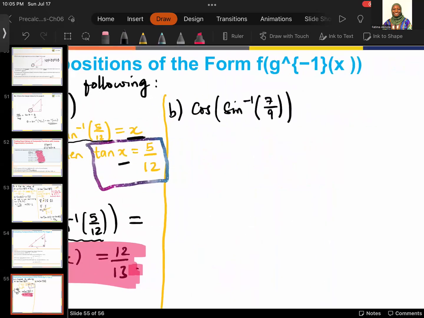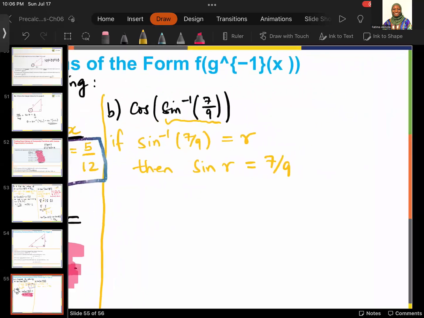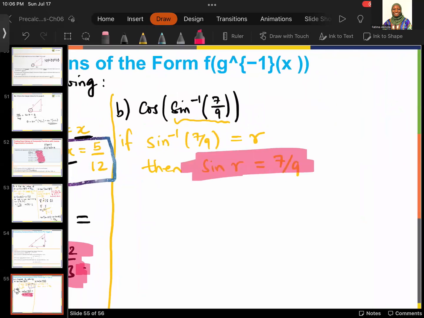Okay. Next, let's look at this problem here. Again, you want to start with the inner. If I'm starting with the inner and I say, let sine inverse of 7 over 9 be r, then sine of r is 7 over 9. And I can use this information to draw a right angle triangle. I'm going to start changing pen here. I don't like this yellow anymore.